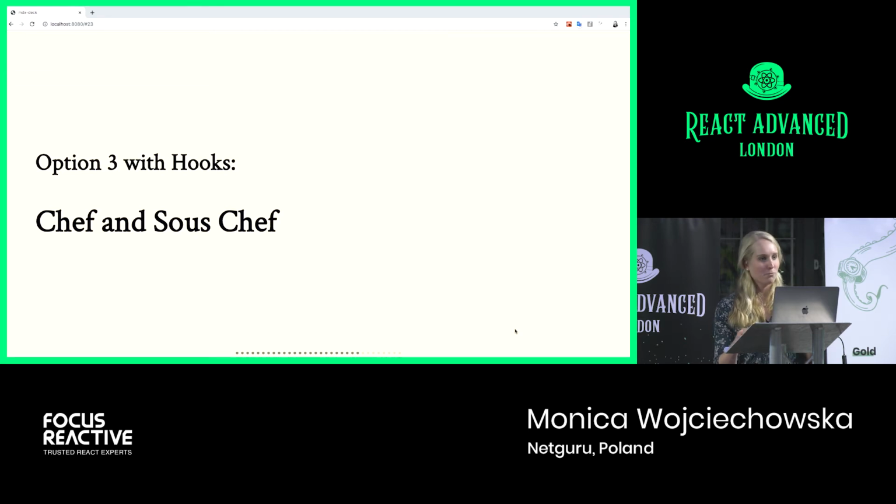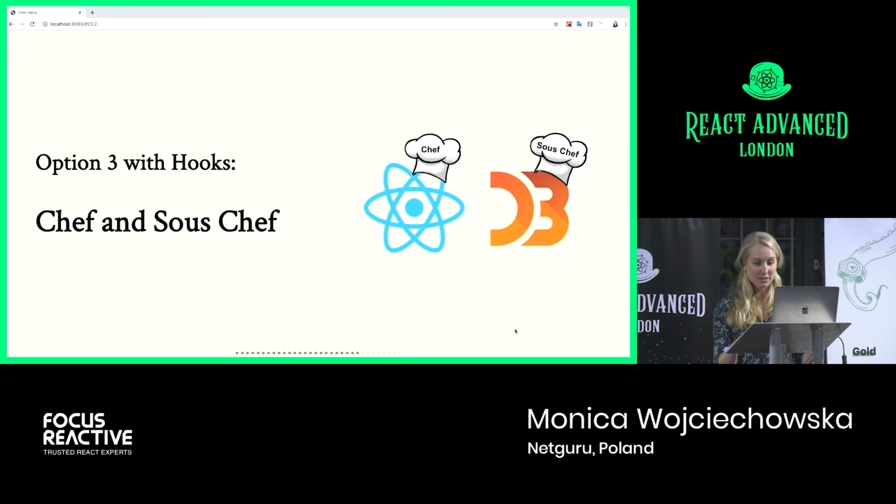So in this example, the chef, React, will tell our sous chef, D3, when it needs his or her help, and then gives it free rein to work its magic. So it's just a change of mindset. It's no longer the two cooks, but it's a chef and a sous chef that will be having clear communication about their collaboration.